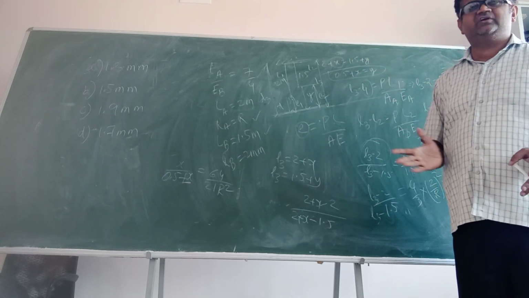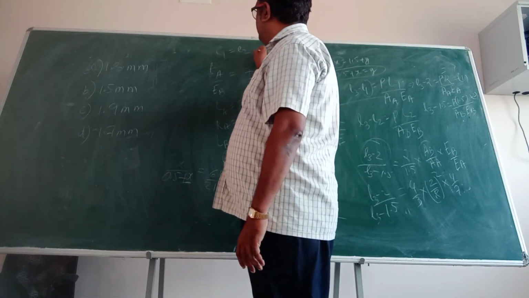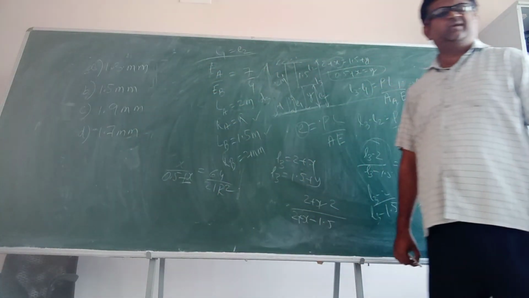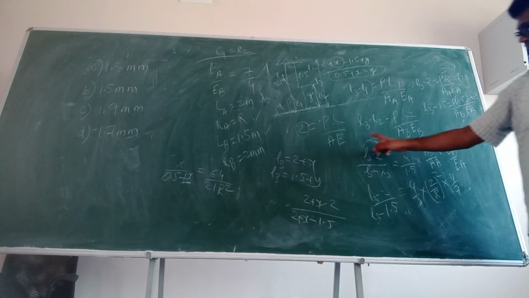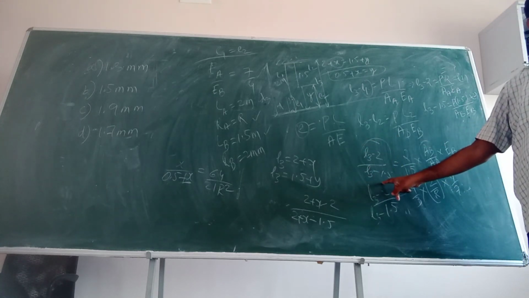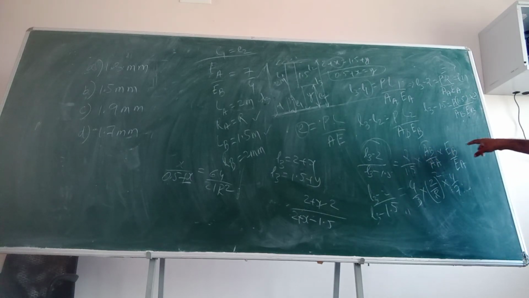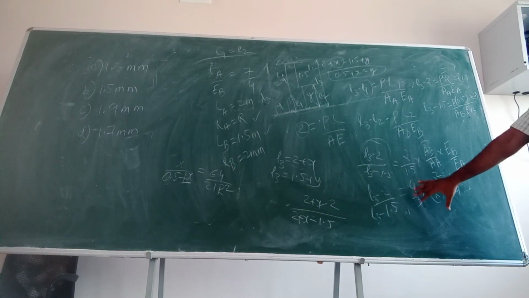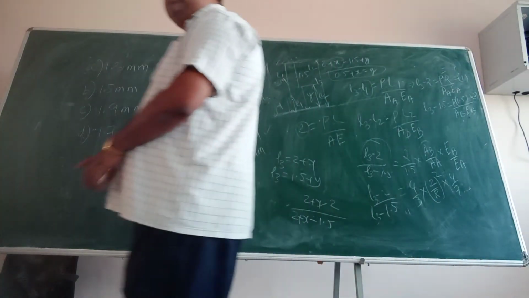What is the condition given in this? The condition given is E1 is equal to E2. Okay? He is trying to say that the extension is same. So here what happens? This divided by this becomes equal to 1. Okay? So this whole thing becomes equal to 1. Right hand side becomes equal to 1. So this becomes equal to 1.